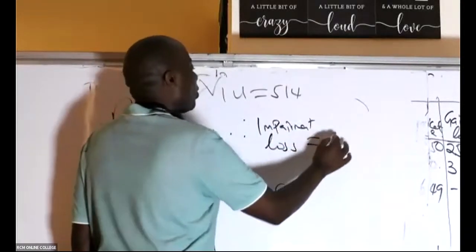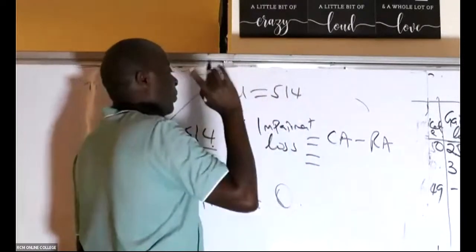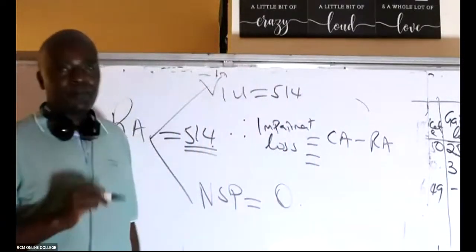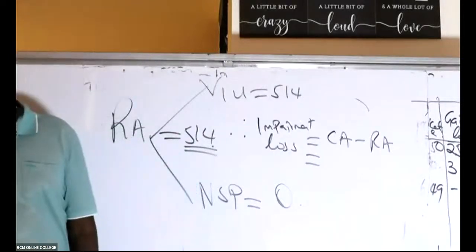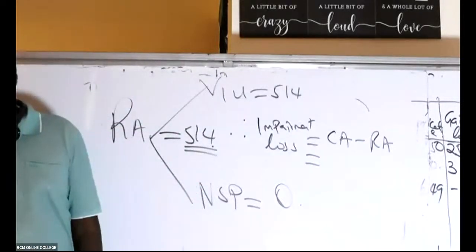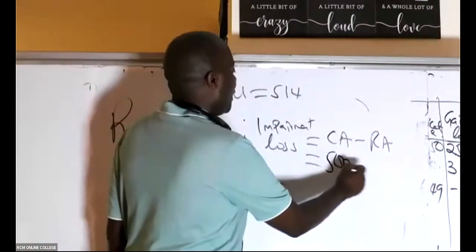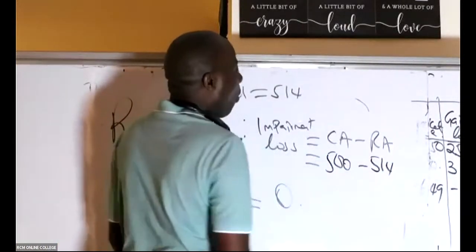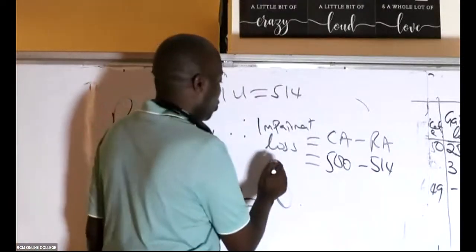Therefore, impairment loss equals CA minus RA. What was the CA? Is there someone who can remind Mwalimu what CA was? What was the carrying amount? Carrying amount was 500, isn't it? 500. And you can see in this case here, we can still recover more. So therefore, the impairment loss equals whoever, ninja?